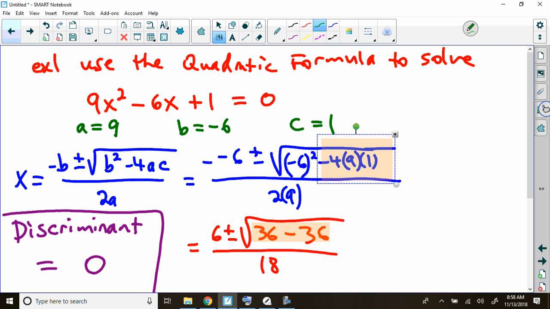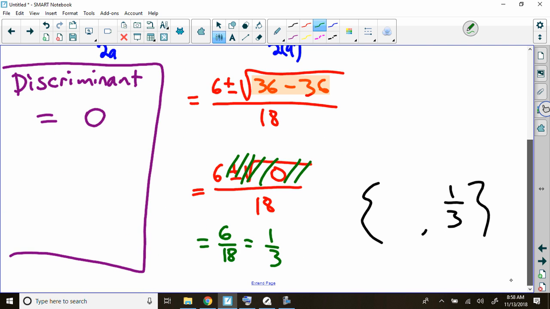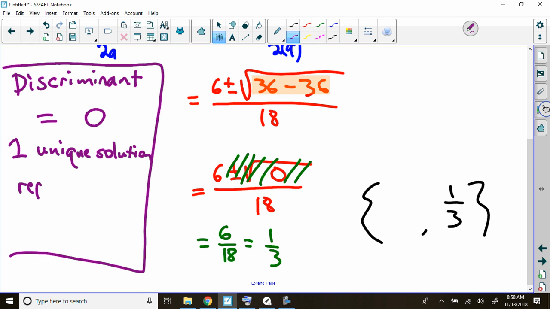So when the discriminant is equal to 0, what we end up having happen is one unique solution. We call it one unique solution. It's repeated. And what we end up having on our hands when this happens is we really have a perfect square trinomial in our midst.